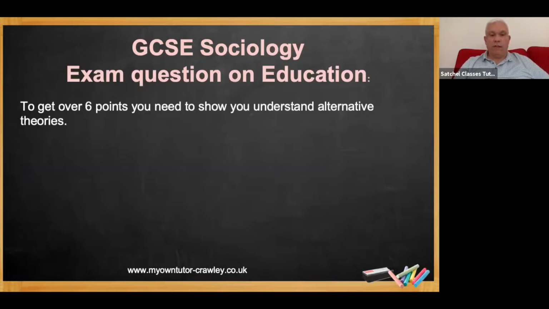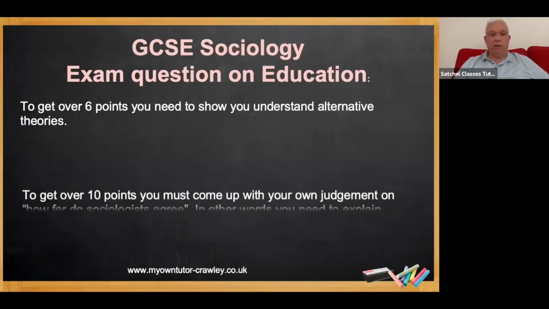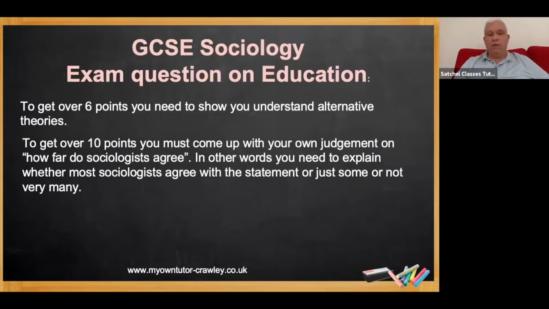To get over 6 points, over half, you need to show you understand alternative theories. So if you only look at one theory like Marxism or feminism, then you probably won't get more than 6. To get over 10 points, you must come up with your own judgment on how far sociologists agree. In other words, you need to explain whether most sociologists agree with a statement or just some or not very many at all, and why that is.